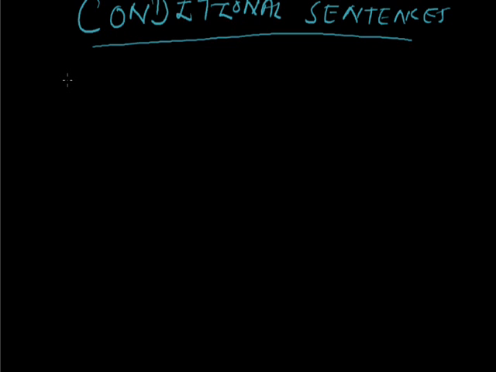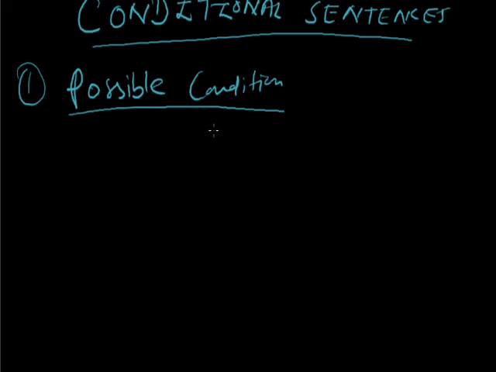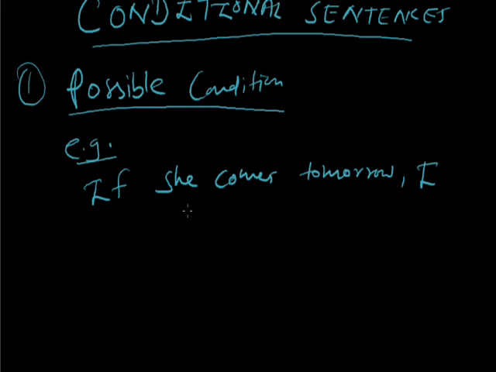Well, there are many kinds of conditions. The first of them is the possible condition. As the name suggests, in this condition, if the condition is fulfilled, the result is possible. The result will be there. For example, if she comes tomorrow, I will teach her. Now, if the condition of her coming tomorrow is fulfilled, then I'll teach her. So that's why it is a possible condition. If she comes, I will teach her.